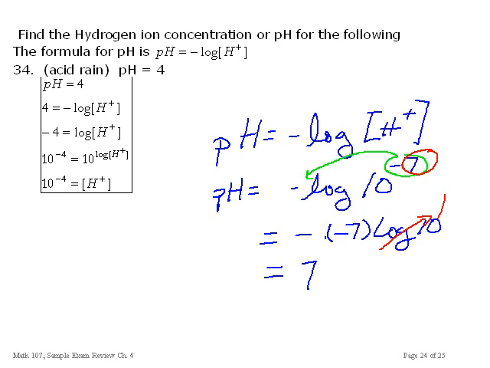So if I knew the pH was 4, then the hydrogen ion concentration is just 10 to the minus 4. That's easy enough.